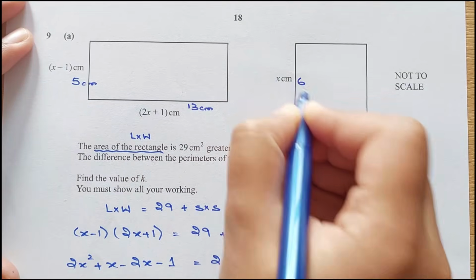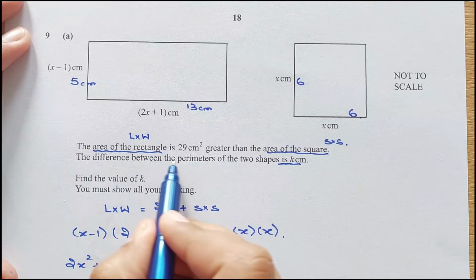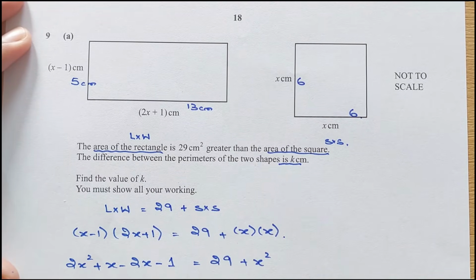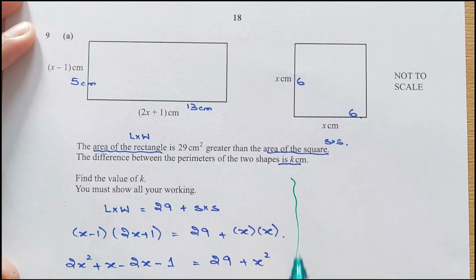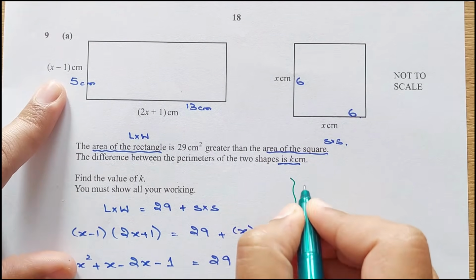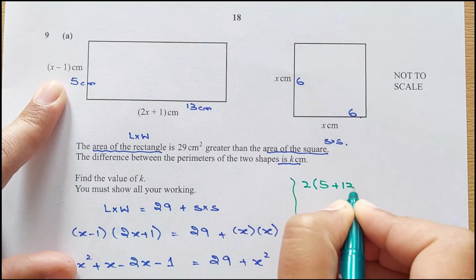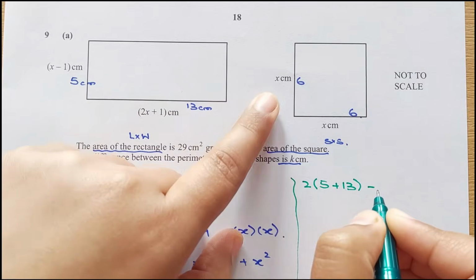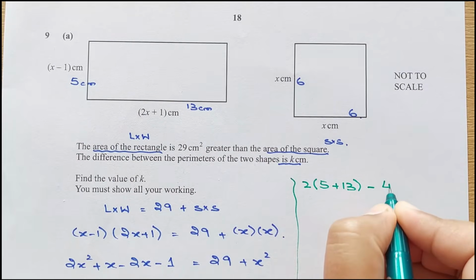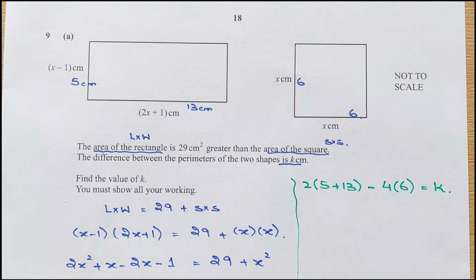And this is 6 centimeter and this is 6 centimeter, right? Now we're using this information. The difference between the perimeter of two shapes is k centimeter, right? Now let me find the perimeter. So the perimeter of a rectangle is 2 times length plus width. Subtract the perimeter of the square, which is 4 times the side 6. This is equal to k. The difference is k, right?